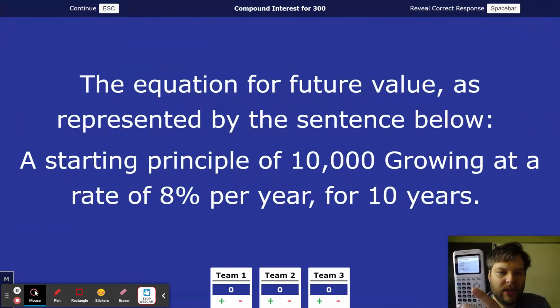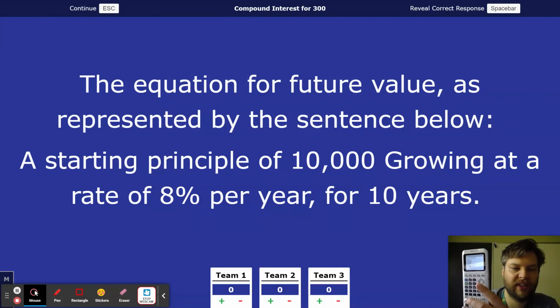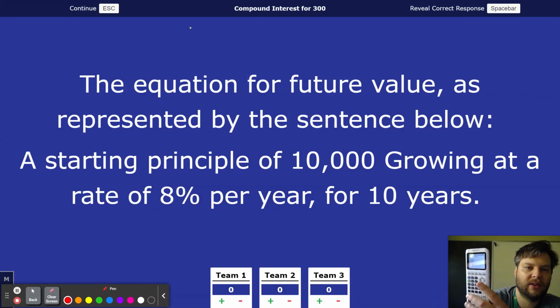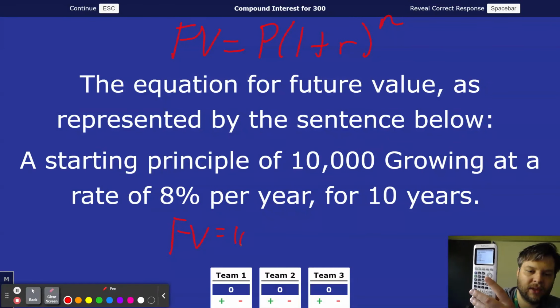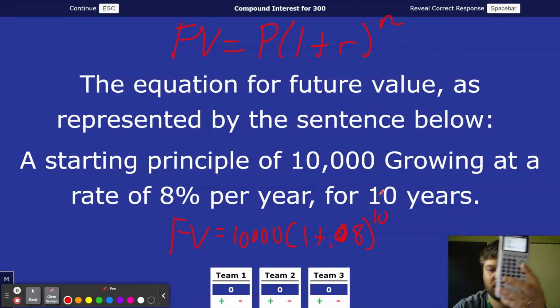For 300, the equation for future value. So future value, when we're talking about compound interest, is your principal times 1 plus r raised to the n. For this one, your future value is going to be 10,000 times 1 plus 0.08, because that's 8%, you've got to divide it by 100, raised to the 10th power. You can also do it on your calculator.